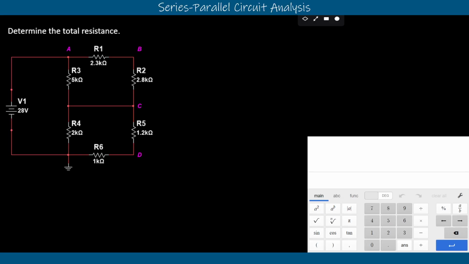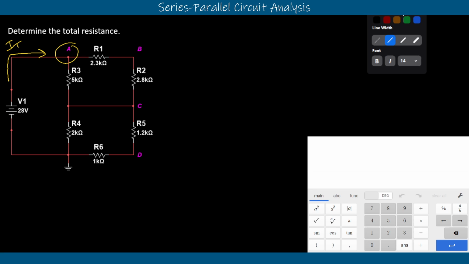Hey, hello and welcome. In this video, we're going to look at how to solve for total resistance in this circuit here. This is a series parallel circuit. When we look at this circuit, we can watch the current as it flows through, and we see that the first thing it does is hit a node, and we know current divides at the node. And so we should see that our IT then becomes two other values there.